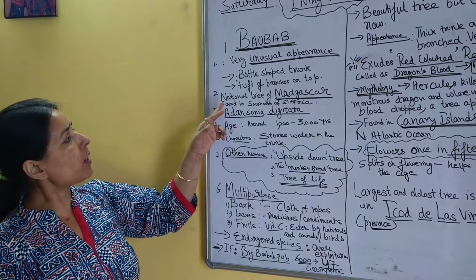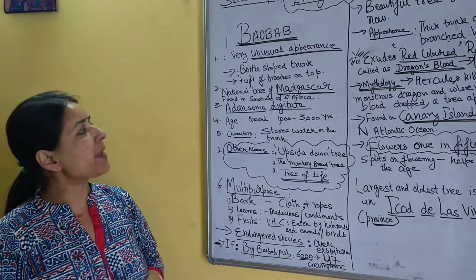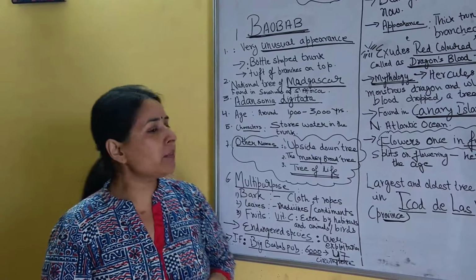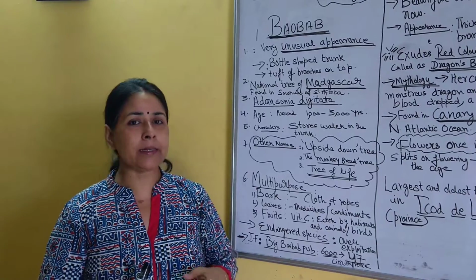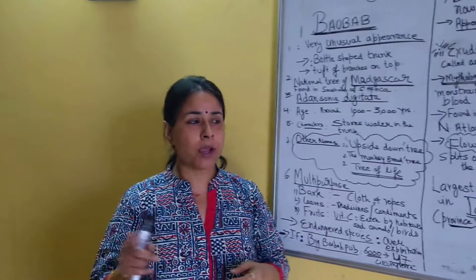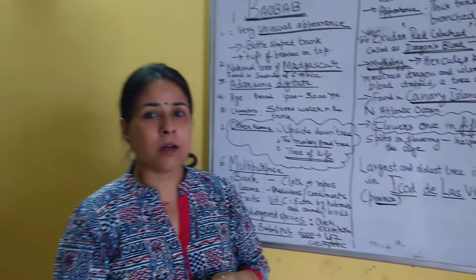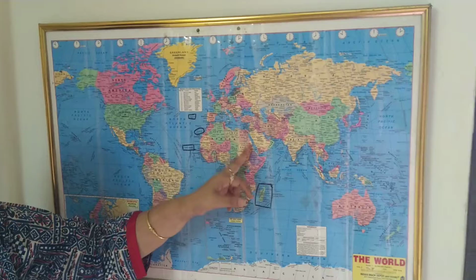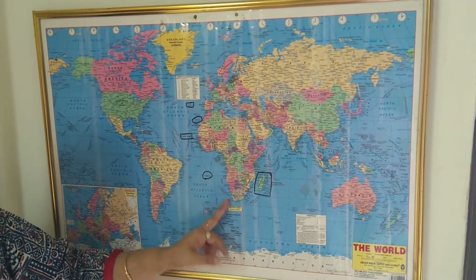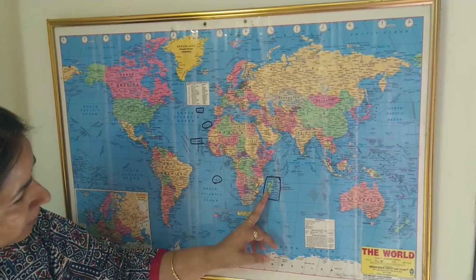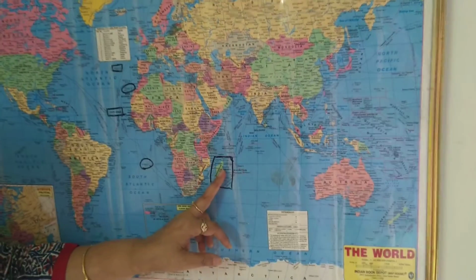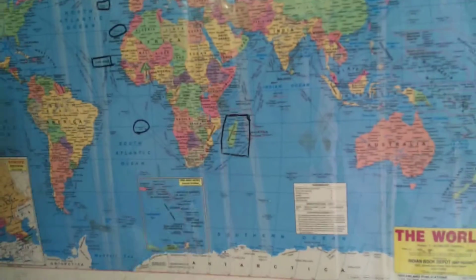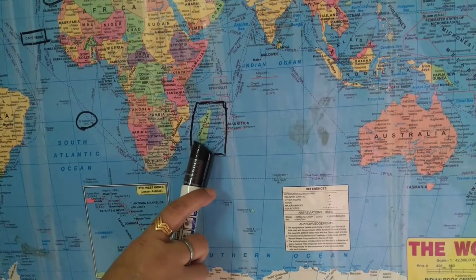Now it is also the national tree of Madagascar, and it is found in the savannas of South Africa. Madagascar is an oceanic island near the African continent. So I will just show you the location of Madagascar island. This is the African continent. So if you can see, it is an island country. So Madagascar. So baobab is the national tree of Madagascar.